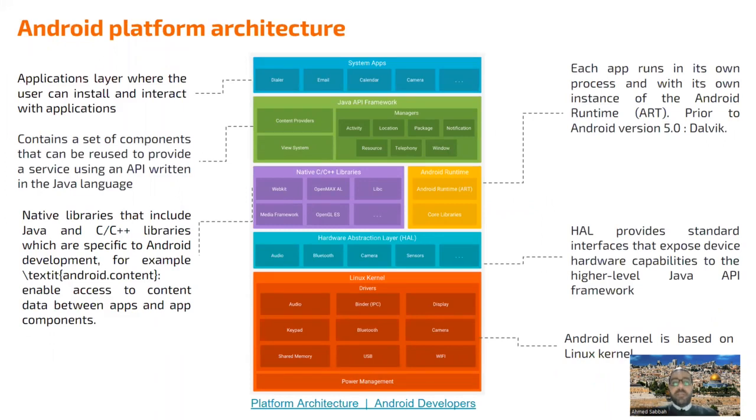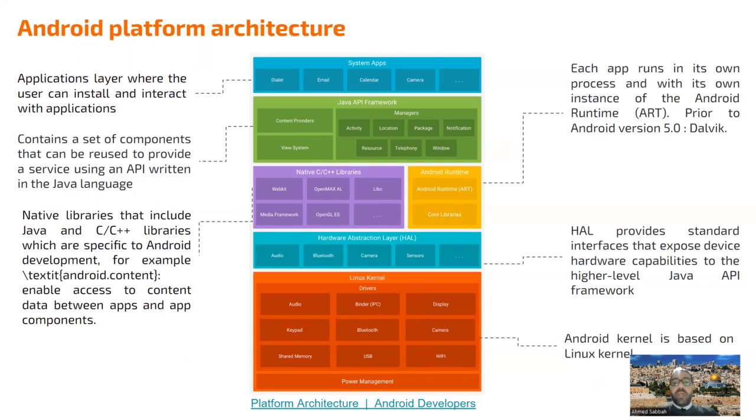The first layer is called system apps. It consists of the application layer where the user can install and interact with applications. The second layer is called the Java API framework, which contains a set of components that can be reused to provide a service using APIs written in the Java language. The next layer, the native C++ libraries. These native libraries include Java and C++ libraries which are specific to Android development, for example, enabling access to content data between apps and app components.